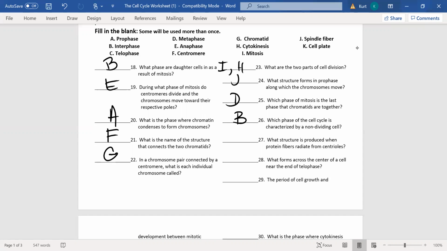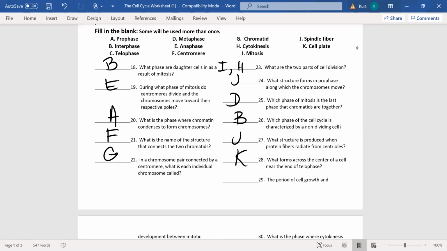B, interphase. Number 27. What structure is produced when protein fibers radiate from centrioles? J, spindle fiber. Number 28. What forms across the center of a cell near the end of telophase? What forms across the center of a cell? Okay, that would be K, cell plate.